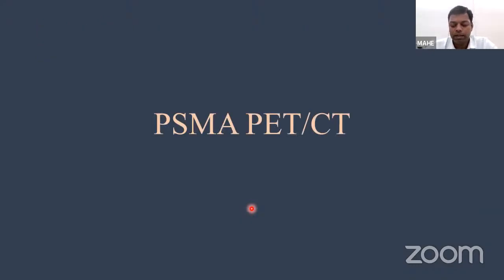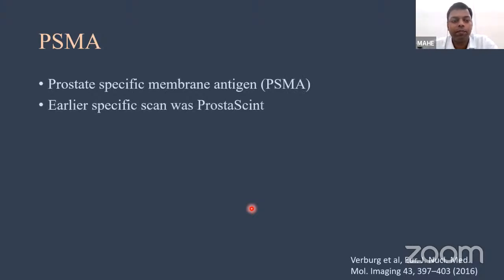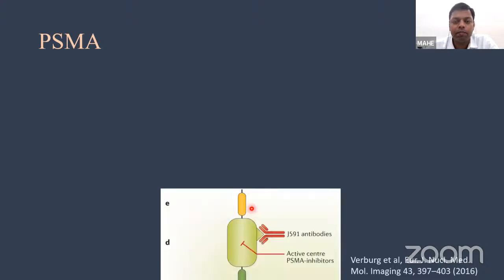Coming to PSMA PET-CT. So what is PSMA? PSMA is prostate-specific membrane antigen. Earlier, there was a specific scan for prostate CA, that was ProstaScint, but it is not utilized these days. ProstaScint utilized a particular ligand, which used to go and attach to the prostate cells. However, that particular ligand underwent a lot of modifications, and now we have a new ligand, which is very sensitive and specific.